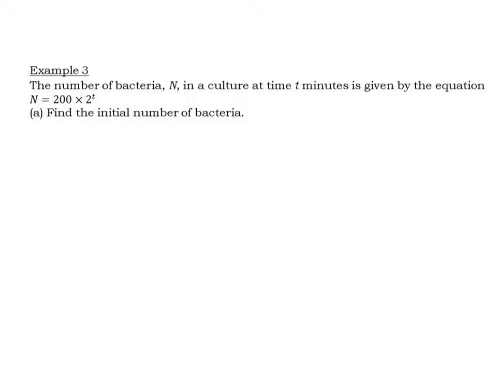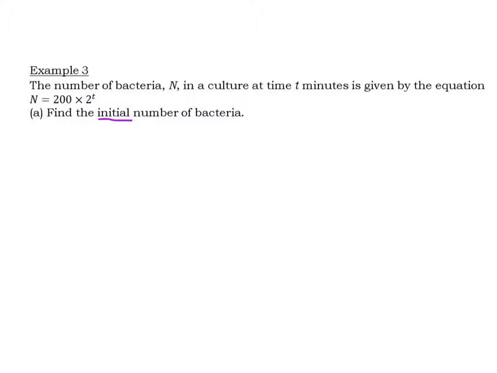Example 3. The number of bacteria, n, in a culture at time t minutes is given by the equation n equals 200 times 2 to the power of t. So that's an exponential equation because the variable, in this case t, is a power. Part A, find the initial number of bacteria.